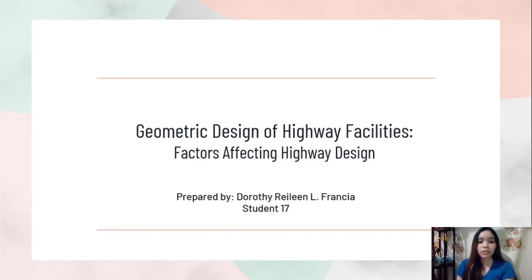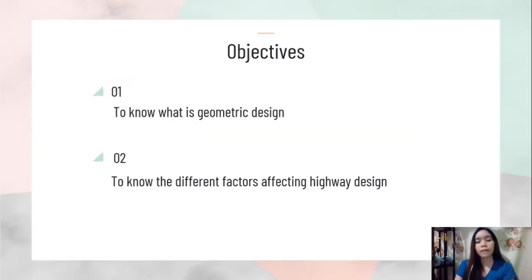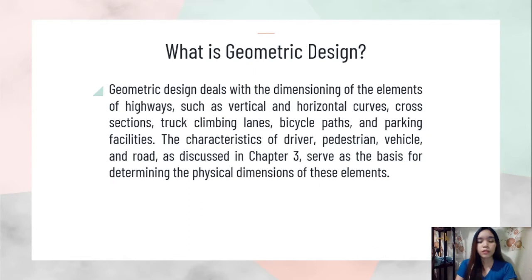I'm going to discuss the factors affecting highway design under geometric design of highway facilities. So, objectives. The first objective is to know what geometric design is. The second one is to know the different factors affecting highway design. Before we proceed to the different factors, let us first define what geometric design is.